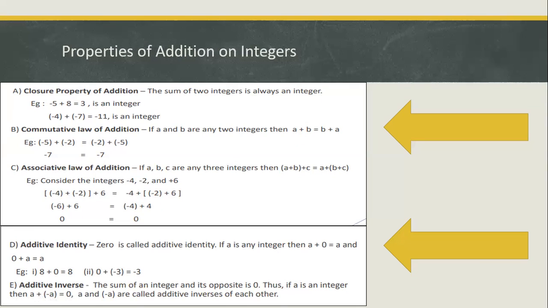If a is any integer, then a + 0 = a, and 0 + a = a. Example, 8 + 0 = 8. 0 + -3 = -3.